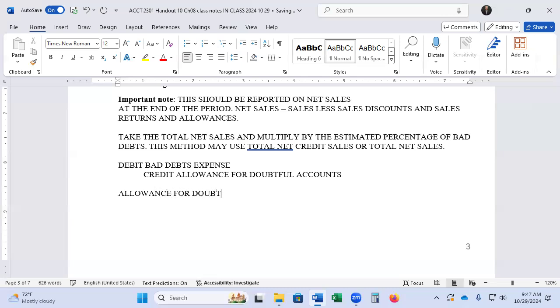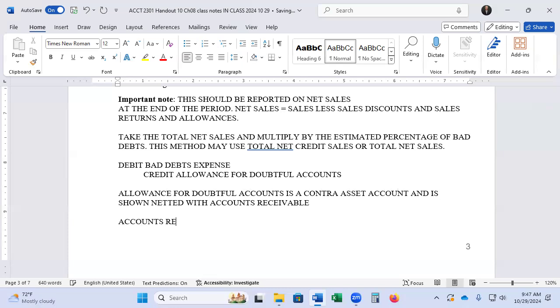Allowance for doubtful accounts is a contra asset account. And is shown netted with accounts receivable. So you'll have accounts receivable, and usually they'll say net. And that'll be accounts receivable minus the allowance.